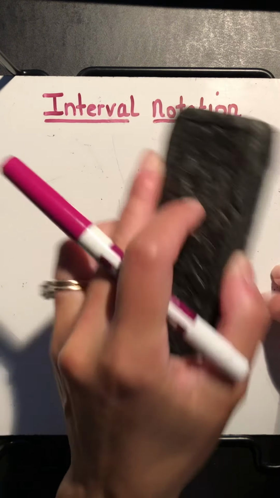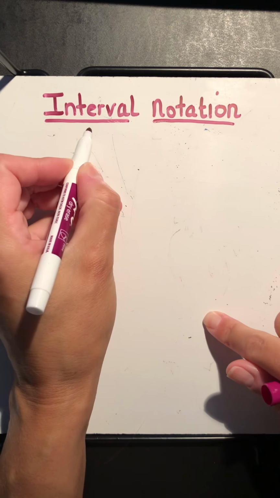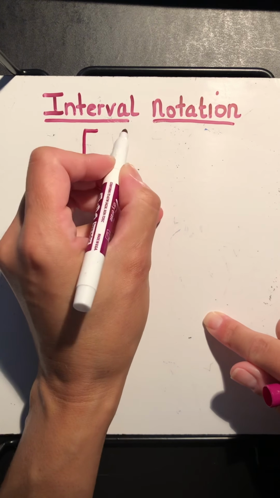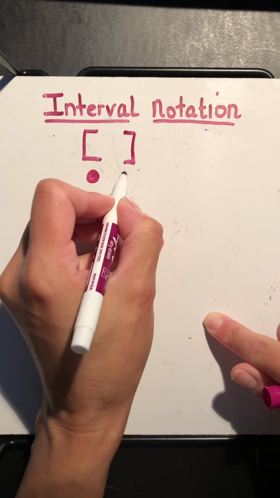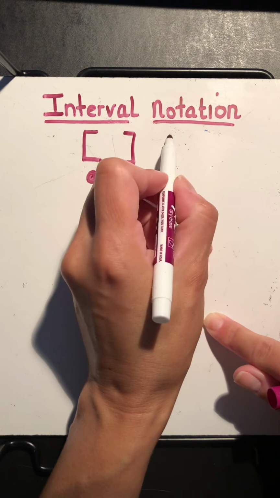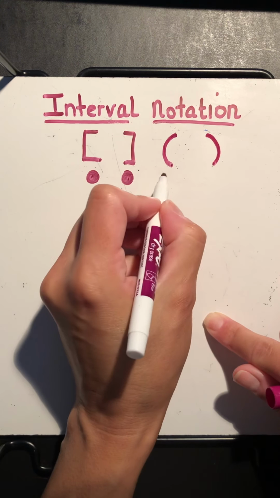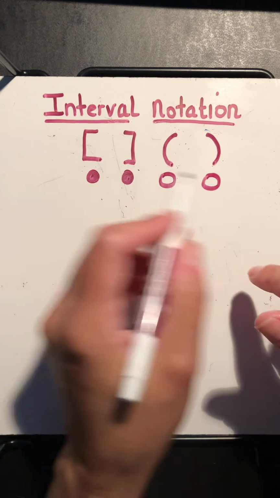So before we do interval notation, just a quick note, there are 2 types of brackets. There are the square brackets, and they correspond to closed circles. And this indicates you're going to include a number. And then there are round brackets, which indicate you are not going to include the number, and they correspond to an open circle. So that's key to remember.